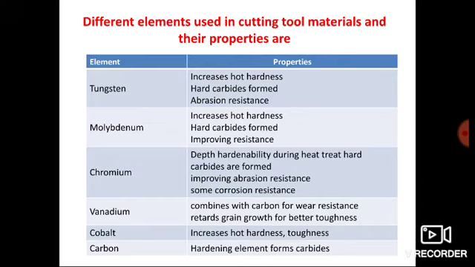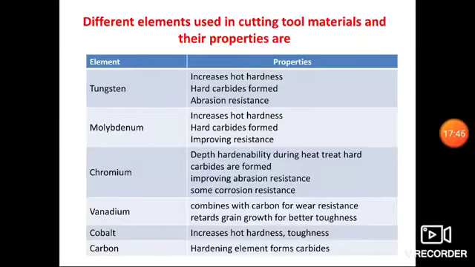Now we will discuss the various alloying elements. So various alloying elements are added to the cutting tool material so as to improve its quality. So the very first element is tungsten, it increases the hot hardness, then it forms hard carbide and it increases the abrasion resistance. Then molybdenum, it also increases the hot hardness, then hard carbide forms, and it also improves the wear resistance.